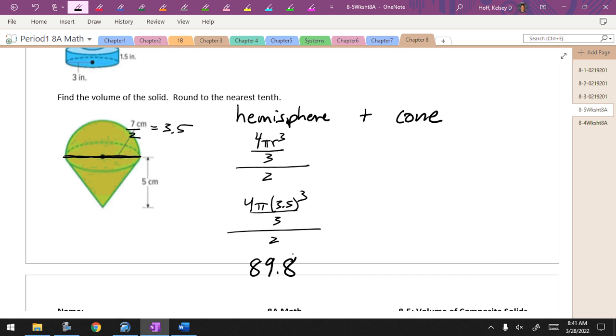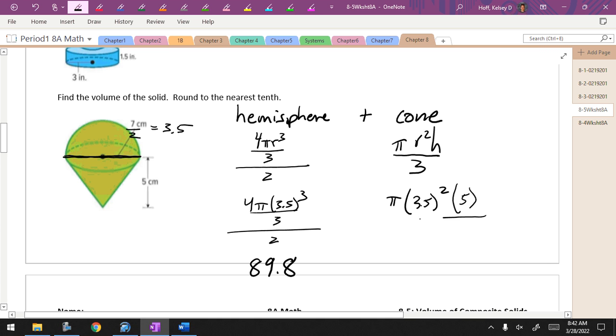Okay, what's my cone? What's my formula for a cone? Pi R squared H divided by 3. Okay? What's my radius of my cone? 3.5. That's across the circle. What's the height of my cone? 5. And we'll divide by 3. Same thing. Put that into your calculator on your own. See what you get.